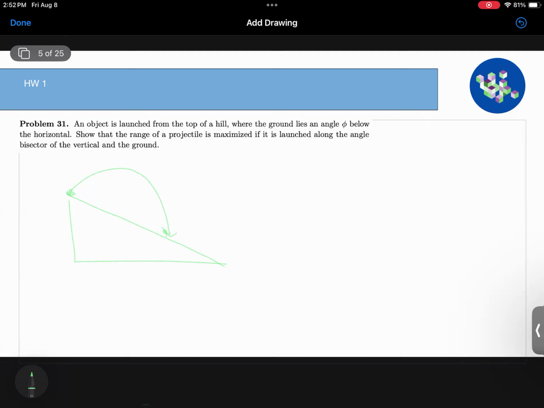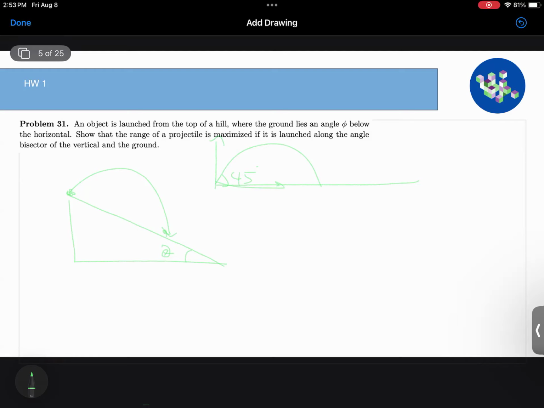If the hill's angle over here was zero, then it would just be flat ground. If it's flat ground, then of course you should know that the range of the projectile will be maximized if it's launched at a 45-degree angle. So it will go over there. This should be a 45-degree angle. And indeed, it's launched between the vertical direction and this direction. It's at the angle bisector.